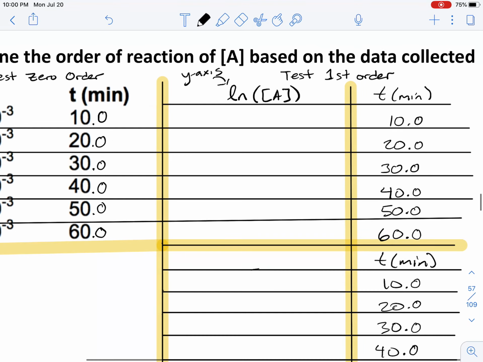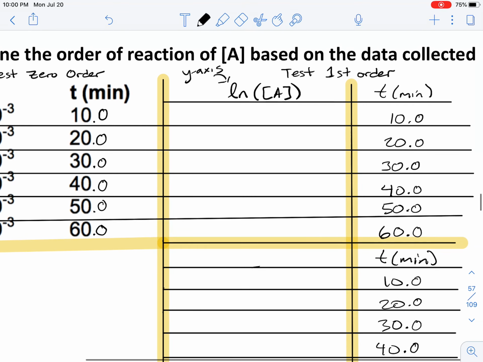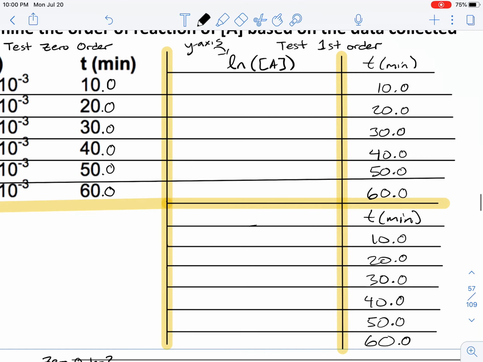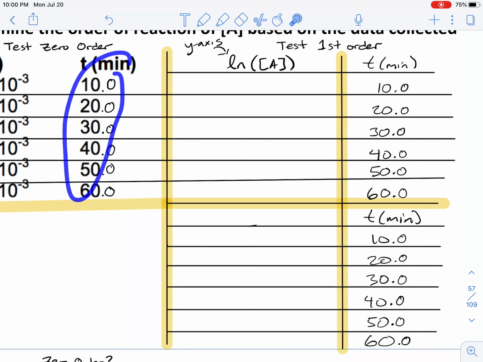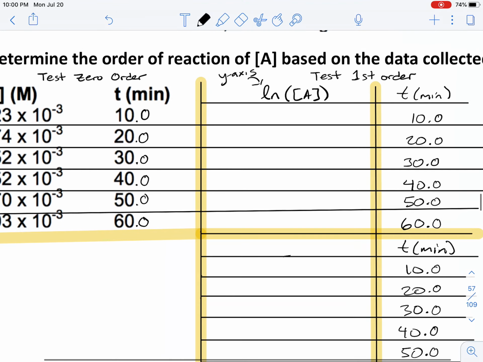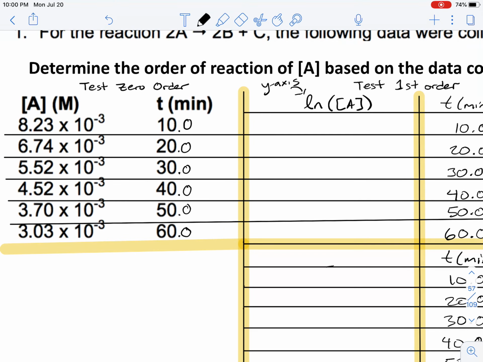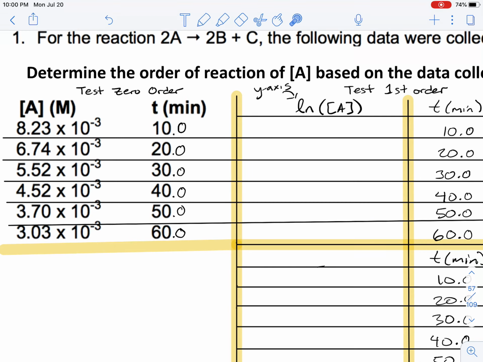So the y-axis is going to reflect the natural log of the concentration of reactant A against the same time period. Okay. So I do want you guys to notice that for all three plots, the time is not going to change. And so it's just 10, 20, 30, 40, 50, 60 minutes. And so to create my new data points for my y-axis to test for first order, what I'm going to do is I'm going to take this number and I'm going to take the natural log of it.